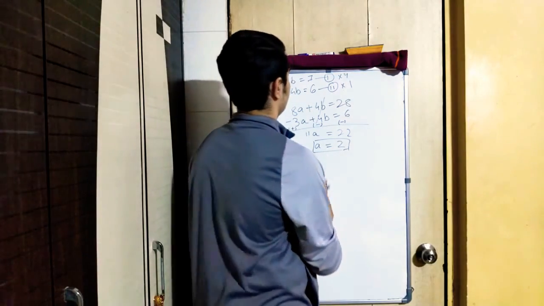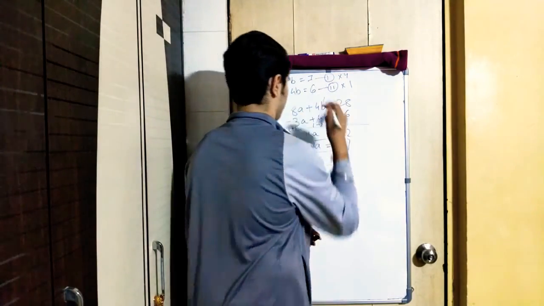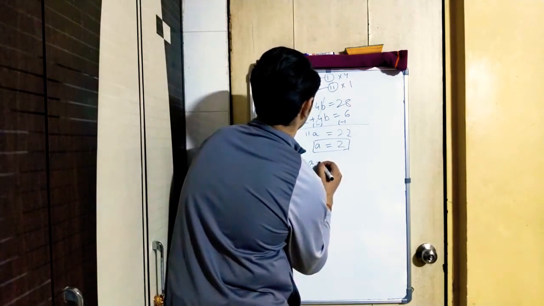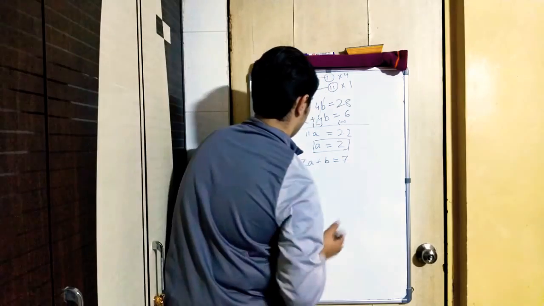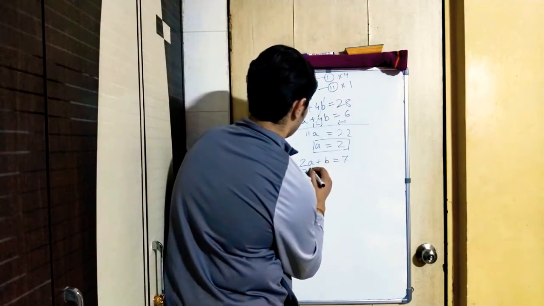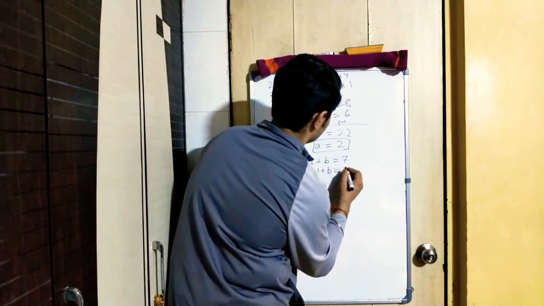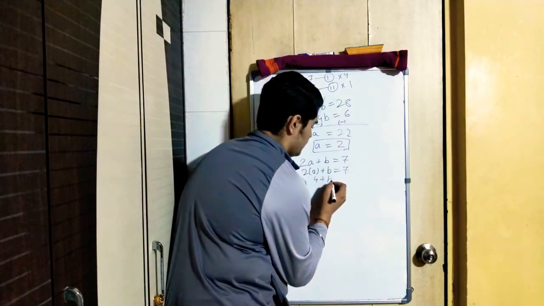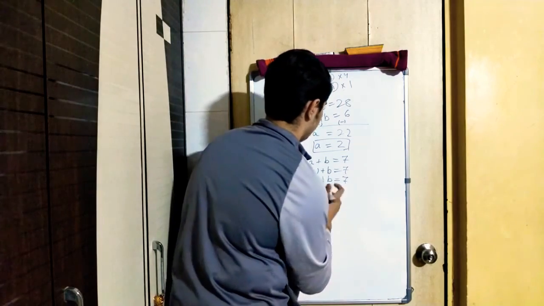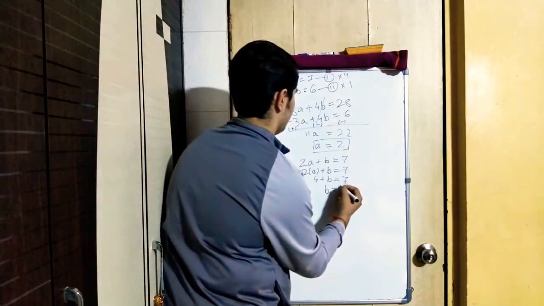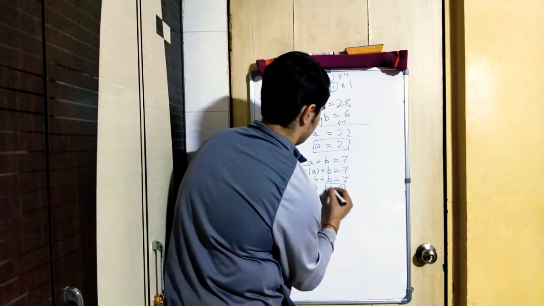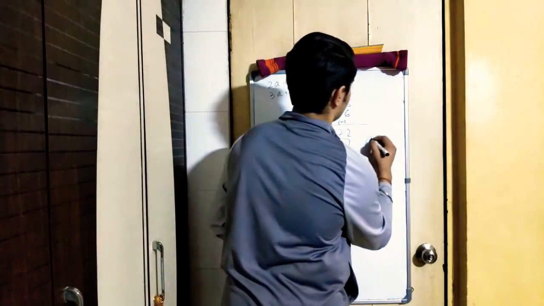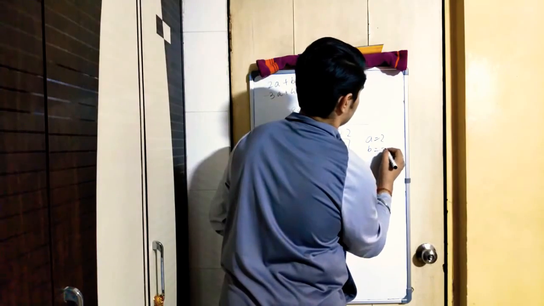And we put A is equals to 2 in equation 1. So what's equation 1? 2 into A plus B is equals to 7. 2 into 2 plus B is equals to 7. 2 into 2 is 4 plus B is equals to 7. B is equals to 7 minus 4 is 3. So A here we get as 2 and B here we get as 3.